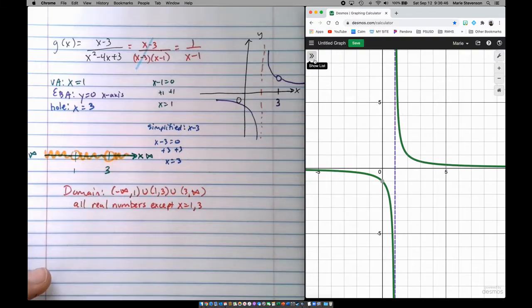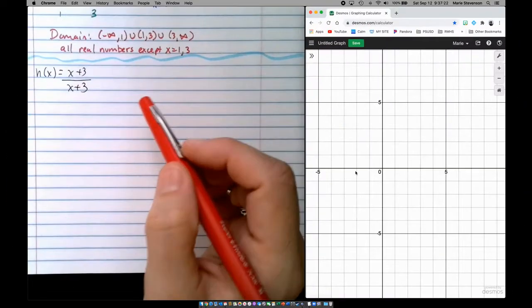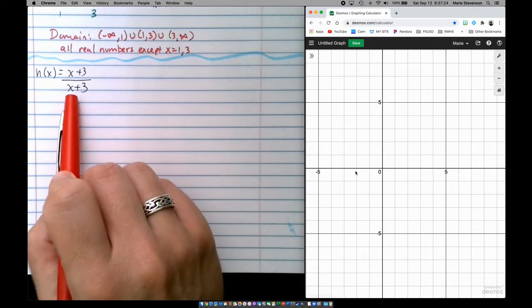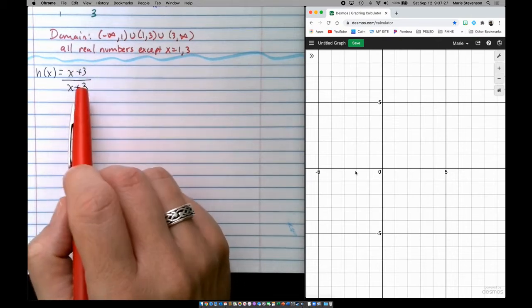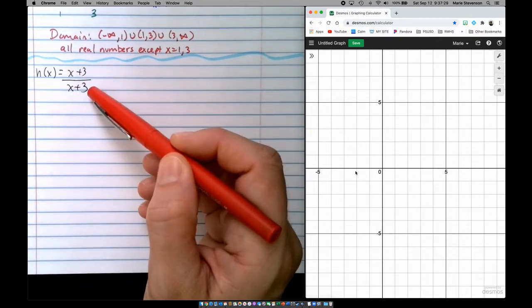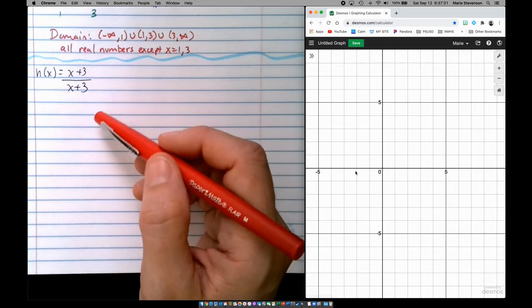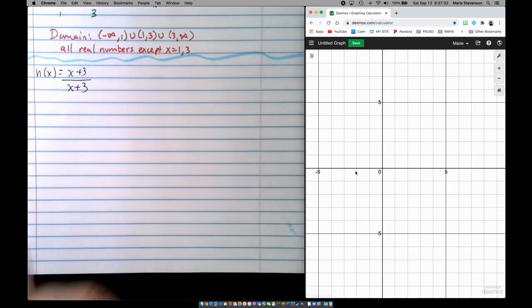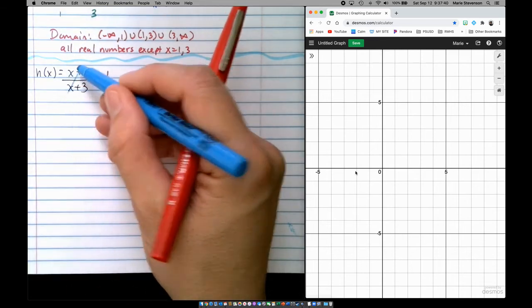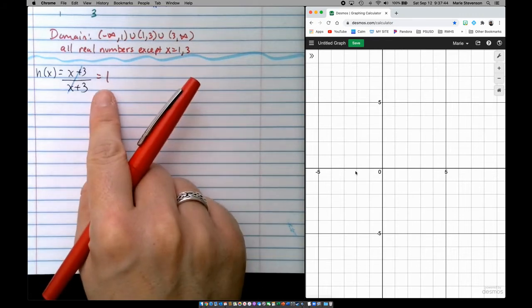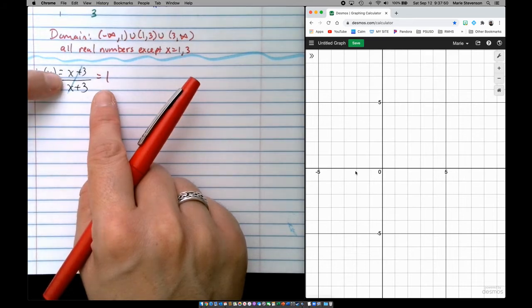Let's look at one more. In this example here, hopefully you recognize this is a little different. We basically have the same quantity on top and bottom. So when this simplifies, I'm just left with 1. So graphically, this is really simple to do. This is just a horizontal line that goes to the y-axis at 1. However, because we know this is a rational function from the beginning, this means because they simplified out, we're going to have a removable discontinuity. In other words, a hole.